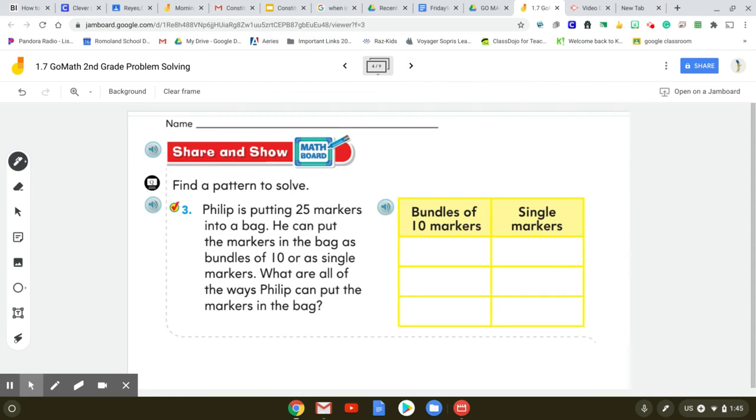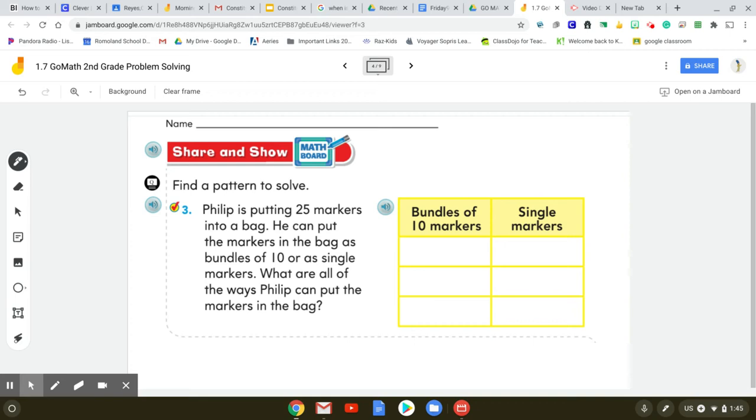Find a pattern to solve. Remember, you're always going to read your word problems at least 2 times. Philip is putting 25 markers into a bag. He can put the markers in the bag as bundles of 10 or as single markers. What are all the ways that Philip can put the markers in the bag?